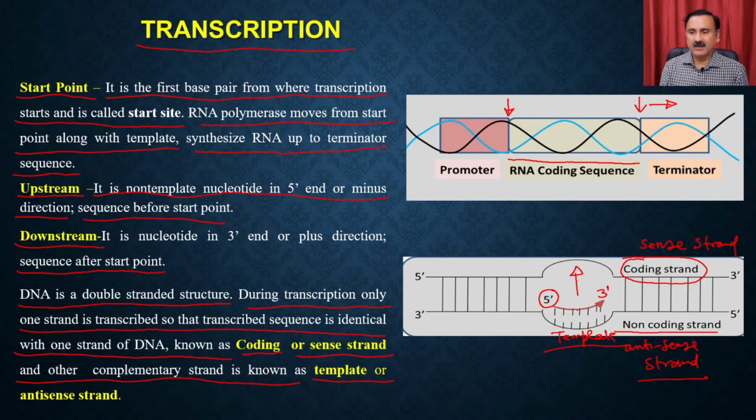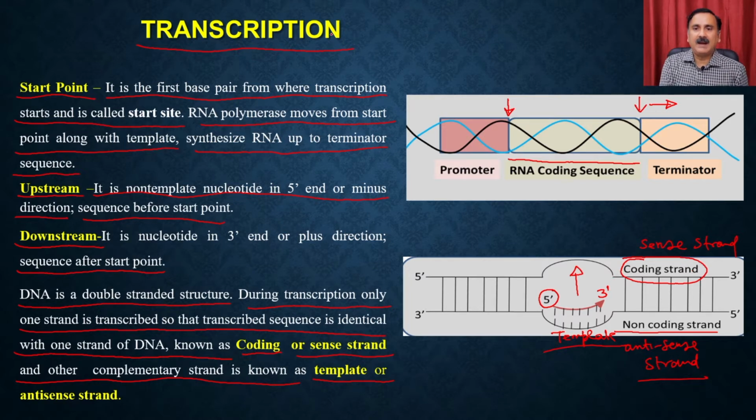This is because the nucleotide sequence of this RNA is going to match the sequence that is present on the DNA, and that's why this strand is going to be called the coding strand or the sense strand.